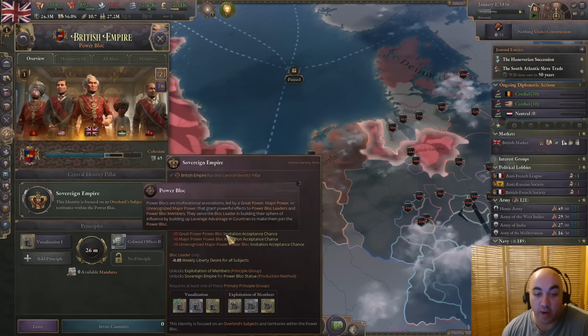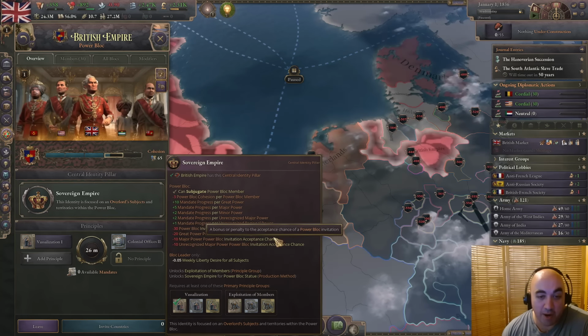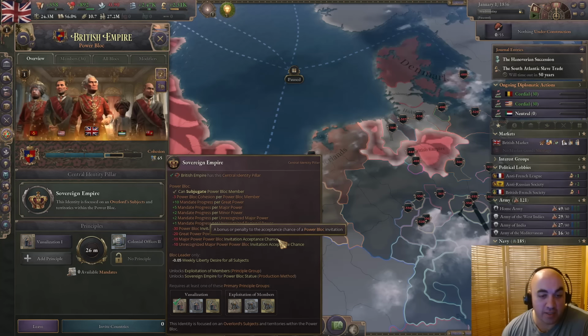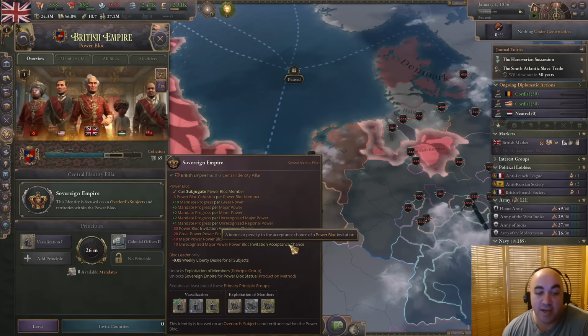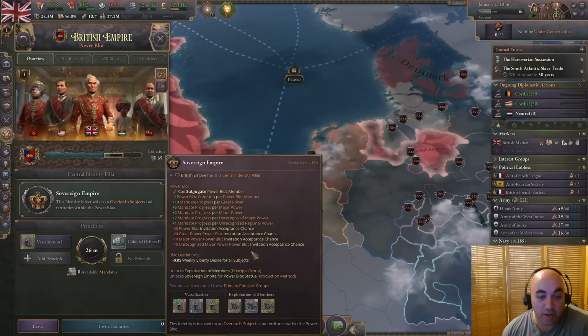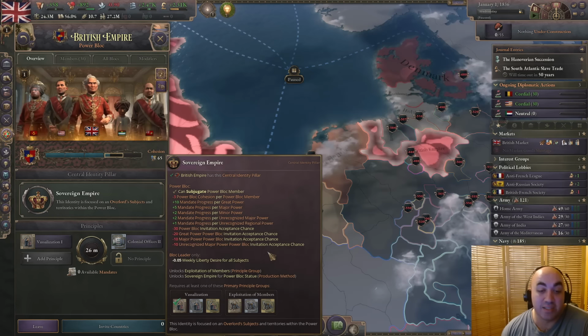But you see this -20 great power invitation acceptance chance. This is the worst. This -10 major power invitation chance. This is not present in other countries. And unrecognized major power invitation chance -10%. All of these together are a little bit rough, so you will probably need foreign investment to pull people in as easily as you could with other blocks.